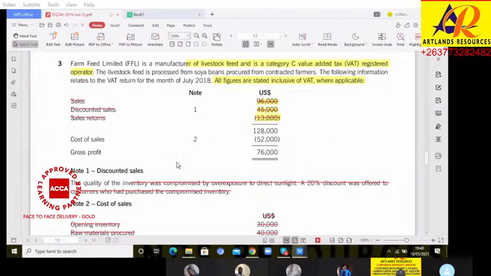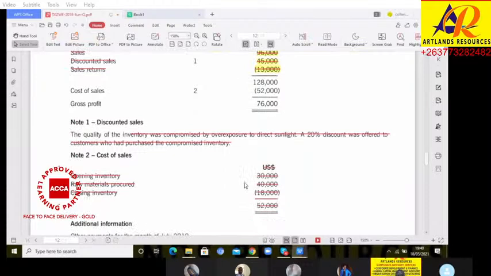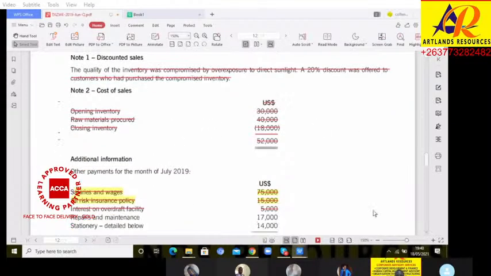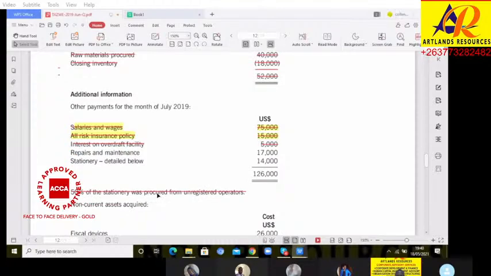Input tax. Unobva wati opening inventory, zero. Raw materials, zero. Closing inventory, zero. Salaries and wages, zero. All risk insurance, zero. Overdraft facilities, zero. Repairs and maintenance, 50%. Repairs and maintenance input tax: 14.5 over 114.5 times 17,000.